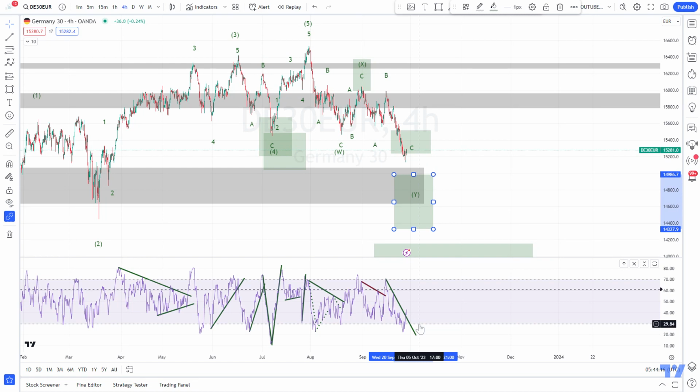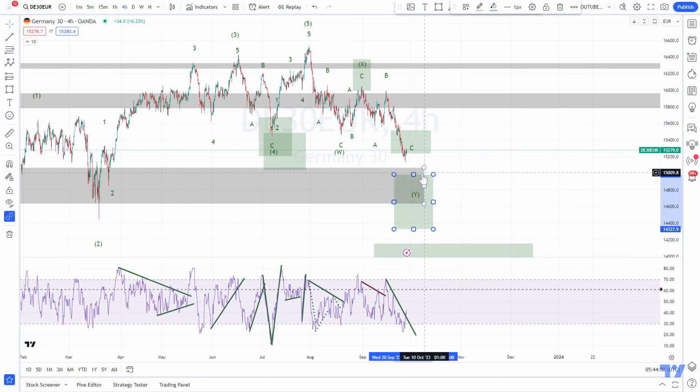This would actually be my preferred scenario, and this would also be the bottoming structure that I would like to see, even if we do not reach this area. A break of this trend line and a new low here with divergence would be a kind of bottoming structure, which would give me confidence to go long.